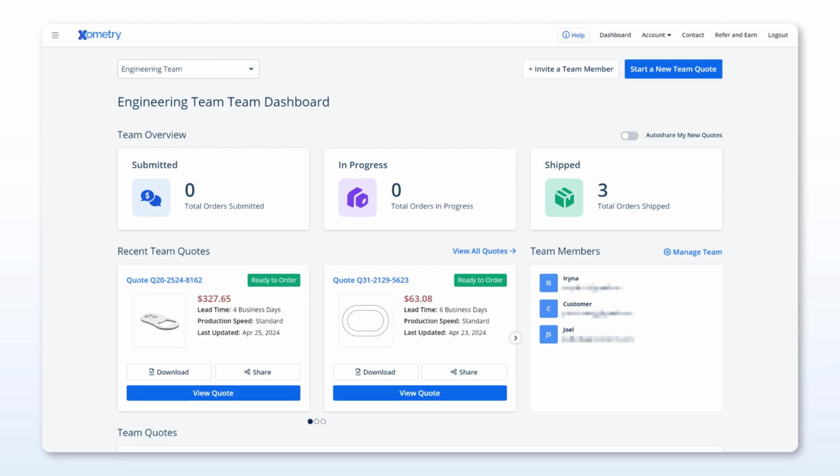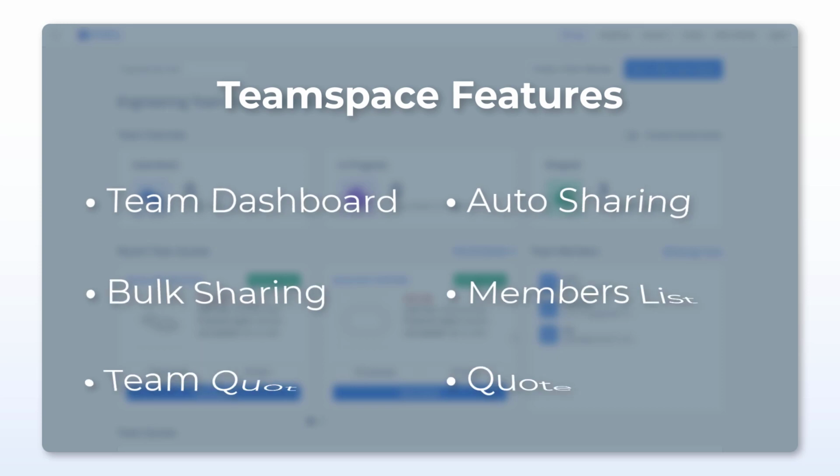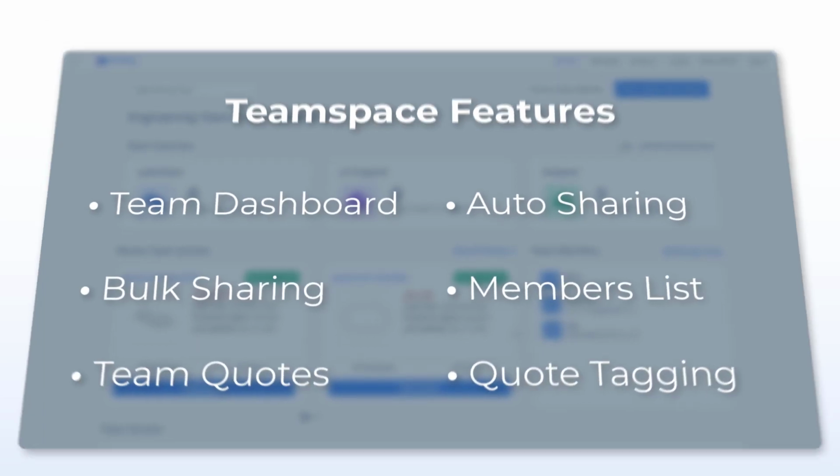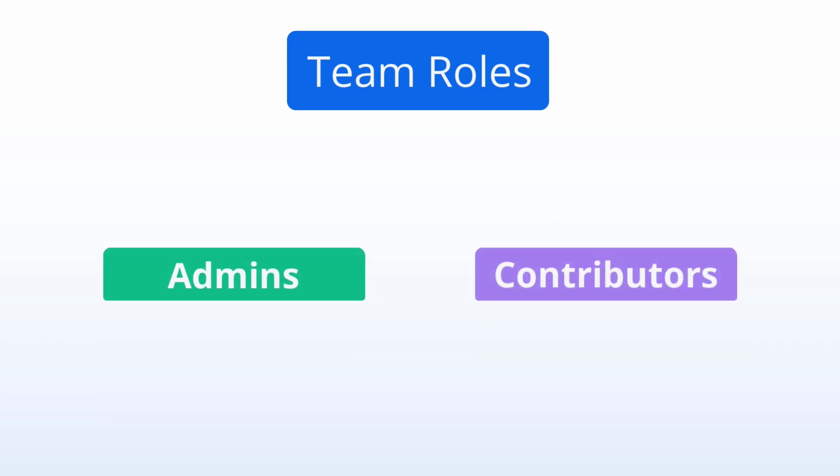Now that we've covered Teamspace and its main features, let's look at roles and how they affect team management. Your assigned role is the primary driver of your ability to manage your teams. There are two types of roles available: admins and contributors. If you are the team creator, you are assigned the admin role by default. On the other hand, if you join a team through an invitation, you will be assigned the contributor role.